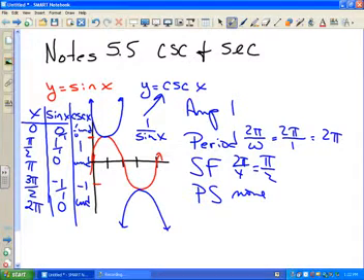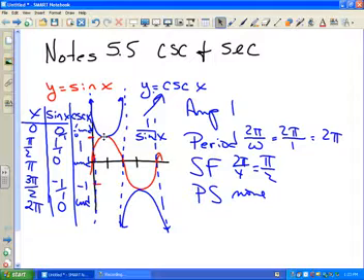There is undefined at 0. There is undefined at pi. And there's undefined at 2 pi. So those little parabolas that we reflected actually hug up next to those what we call vertical asymptotes, the breaks in the graph, and so you end up with some real parabolas instead of parabolas that are connected. And so that's kind of what cosecant does.